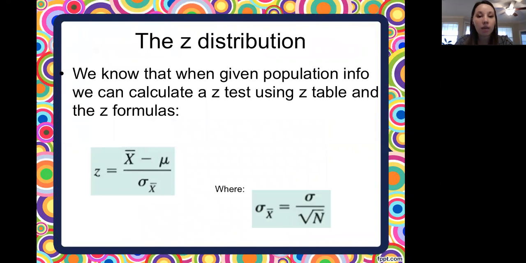If you remember from chapters 7 and 8, we did z-tests using sampling distributions, and this was the formula that we used. We had our sample mean, our population mean, and our standard error. When we were running a z-test, we had all this information: our population mean, our sample mean, and our population standard deviation. And we used that standard deviation to derive a standard error. So that's what we were doing with the z-test in chapter 8.